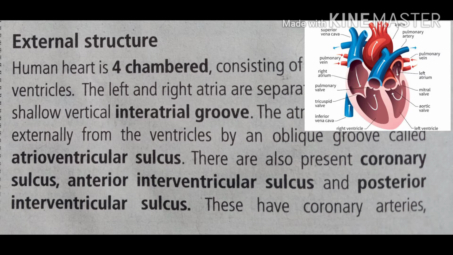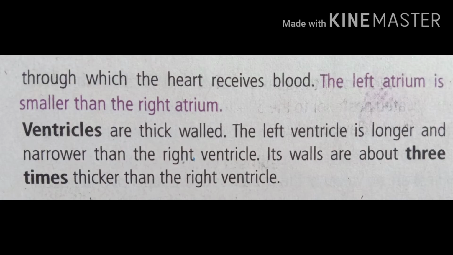Those have coronary arteries through which the heart receives blood. The left atrium is smaller than the right atrium. Now, ventricles are thick-walled. The left ventricle is longer and narrower than the right ventricle. Its wall is about 3 times thicker than the right ventricle.